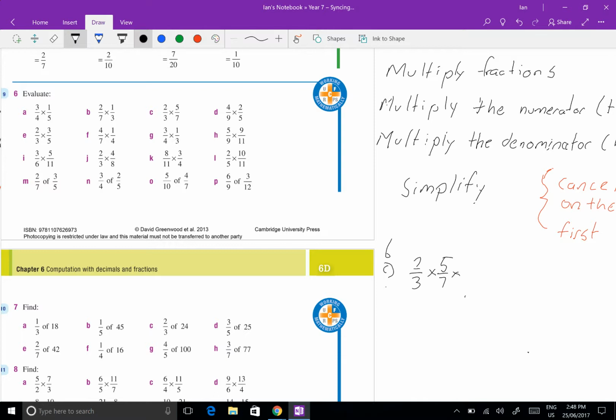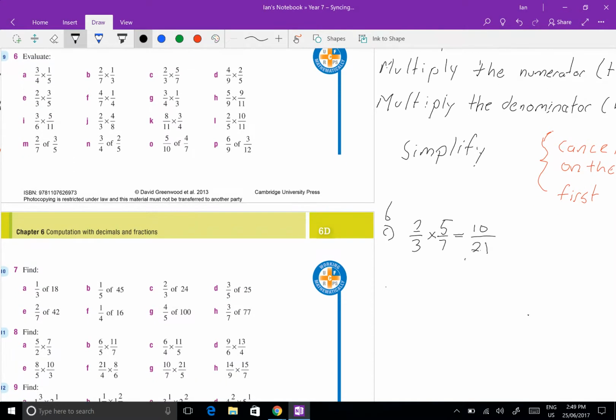So this is really easy. I just multiply the top. 2 times 5 is 10. Oops, I've got a multiplication sign there. I just need an equal sign. 2 times 5 is 10. 3 times 7 is 21. So this is going to be hard if you don't know your times tables.